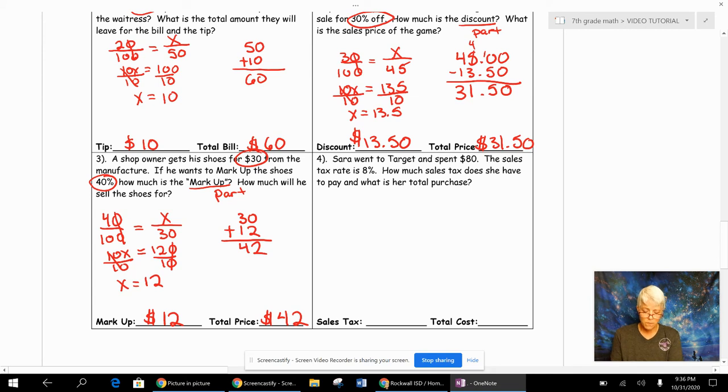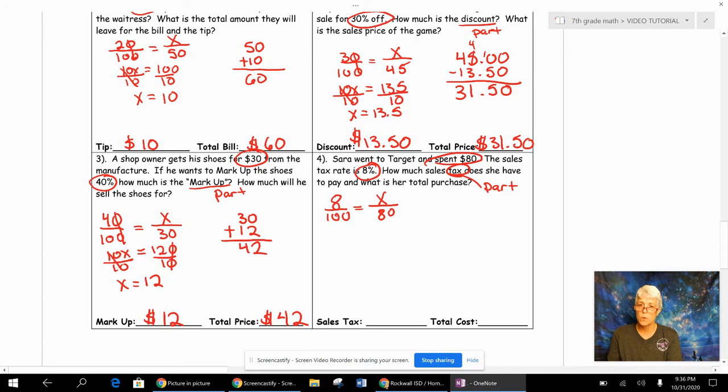Let's do the last one, number 4. Sarah went to Target and spent $80. The sales tax rate is 8%. How much sales tax does she have to pay? What is her total purchase? Okay, again, we're going to start them all off the same. I put the 100 in the corner, and I put the percent over 100. The 80 is my total, and I'm looking for the tax. The tax is the part. So it's going to be the numerator.